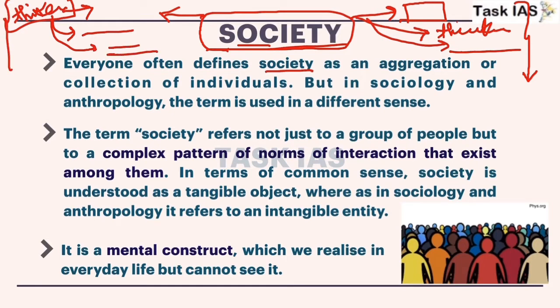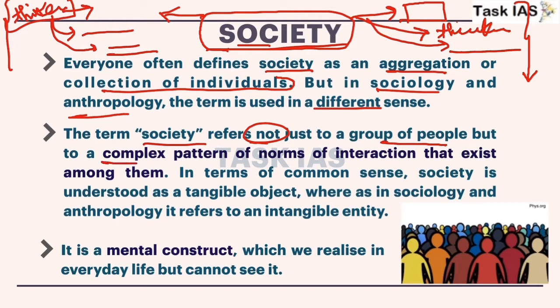Now what is society? Everyone often defines society as an aggregation or collection of individuals. This is simply the definition by any normal individual or by another discipline, but in sociology and anthropology we focus on a holistic definition of society. Here society refers not just to a group of people but to a complex pattern of norms of interaction that exist among them. That means we focus not just on the group of people who are part of society, but on complex ideas like what kind of relationship these people have, how the relationship between two is different from the relationship among three, and how these differences in relationship vary from one society to another. All these complex patterns are observed in sociology as well as in anthropology.